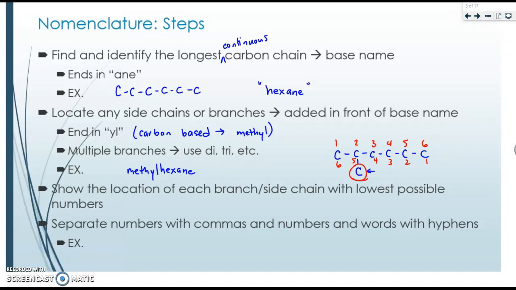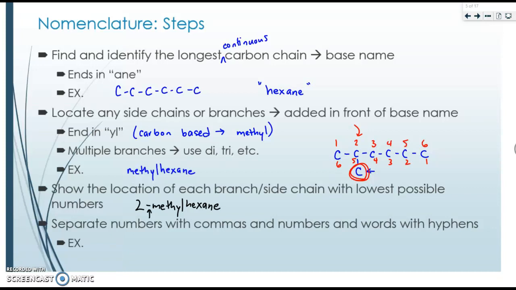The methyl carbon is on the 2nd or the 5th carbon in the chain. 2 is obviously smaller than 5. So I'm going to rewrite the name with the number: 2-methylhexane. And then we always separate our numbers with commas if there's more than one, and our numbers and words with hyphens, as you can see here.